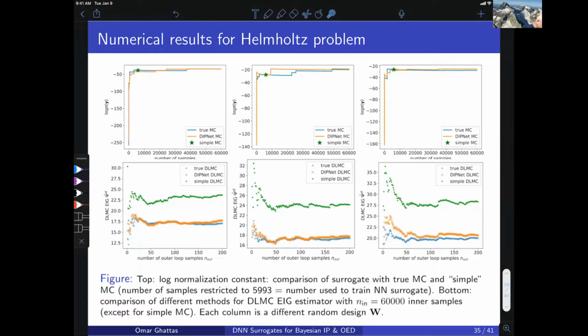Whereas the simple double loop Monte Carlo, in which we restrict the Monte Carlo sampling to the number of PDE solves that were used to train the neural network. So the green and the orange have the same training cost, or the same cost, and you can see that there's a big gap here between the two. So that's for the expected information gain.